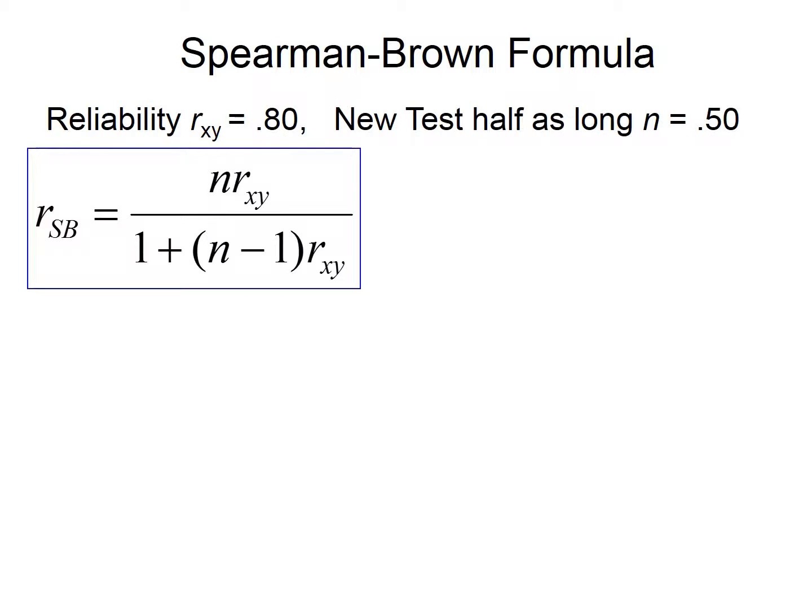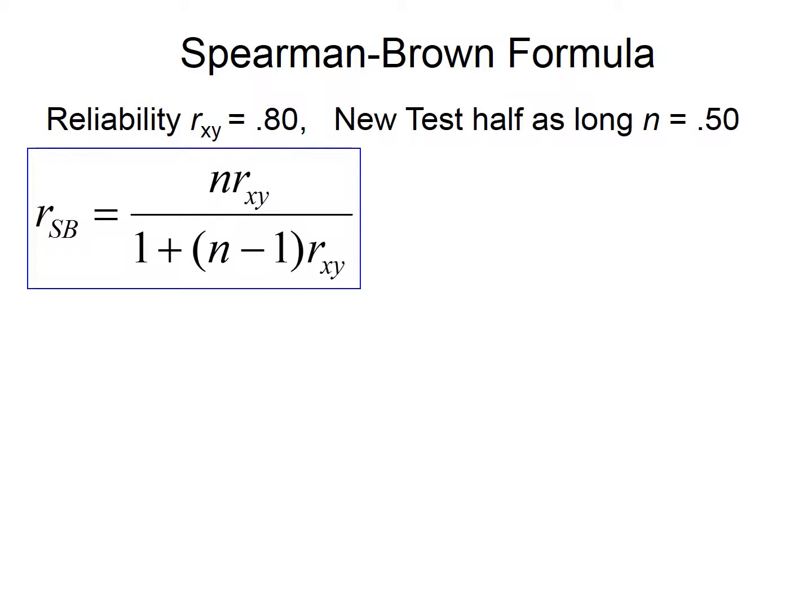If we have a 20-item test and we want to ask the question, what if we cut it in half? What if we dropped half the items? In that case, the new test would be half as long, and we'd use the same equation to estimate what would the reliability now be by using 0.5 where N is. So anywhere we see an N, we put in the value of what the test would be, and it's a proportion based on what the test currently is. And wherever we see an R with the little XY subscript, we put the reliability of the current test.